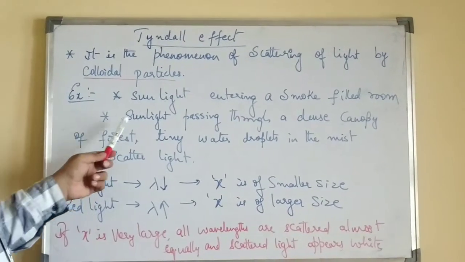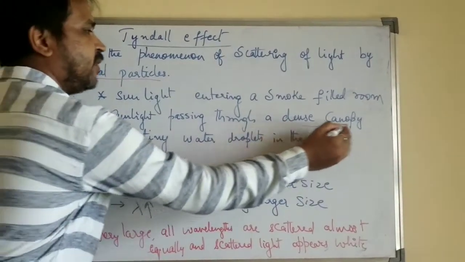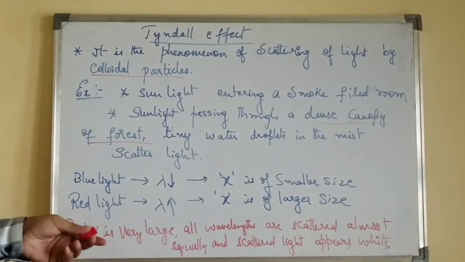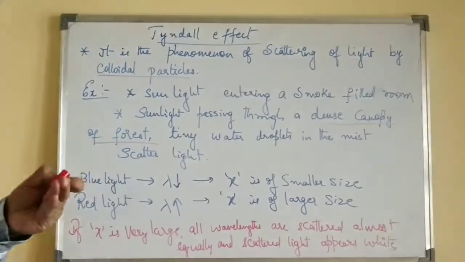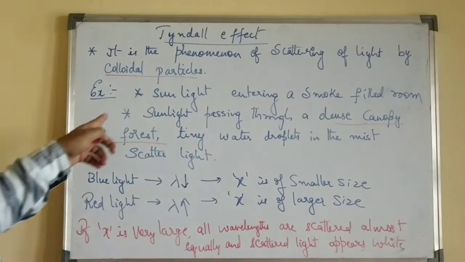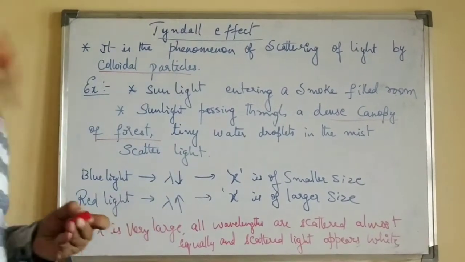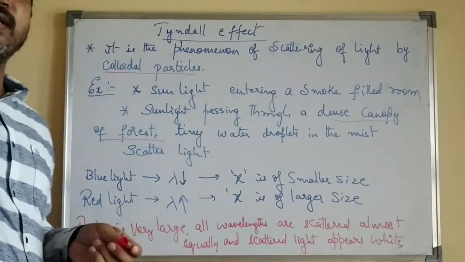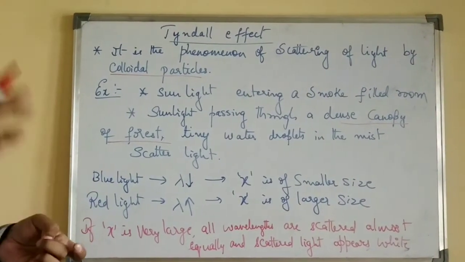The second is sunlight passing through a dense canopy of forest. Now assume that we have entered a forest. At certain areas or at certain distances you can see the sunlight entering the dense canopy and falling on the surface. Whenever you can see that sunlight, if you trace it, you can see the fine particles that are there.